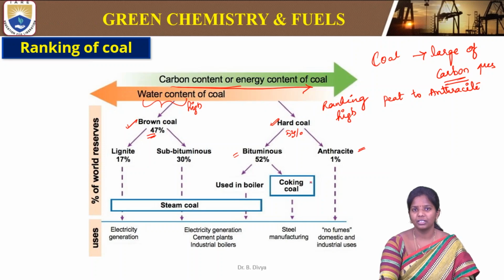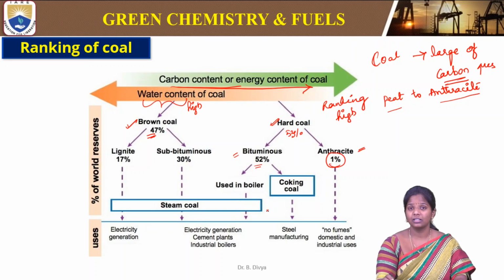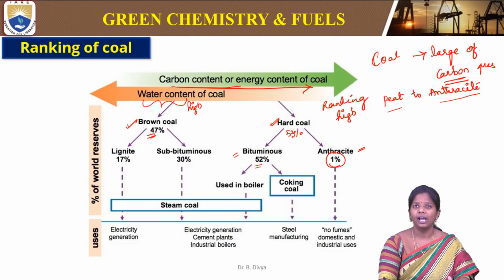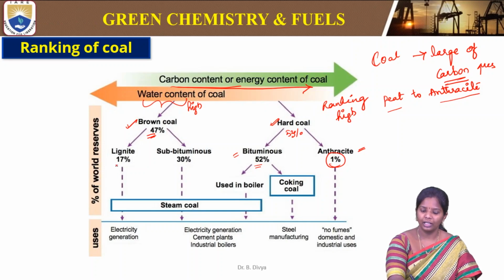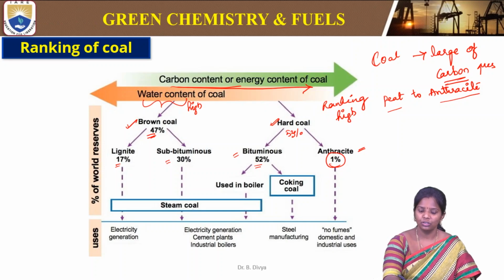We have seen in the previous session that coal forms from peat to anthracite, and in between there are bituminous and anthracite. These two form the hard coals. Bituminous is 52% and anthracite is only 1%. It means the highest ranking coal is only 1% of the worldwide reserves. In brown coal, lignite is 17% and subbituminous is 30%, so subbituminous is higher in percent when compared to lignite.